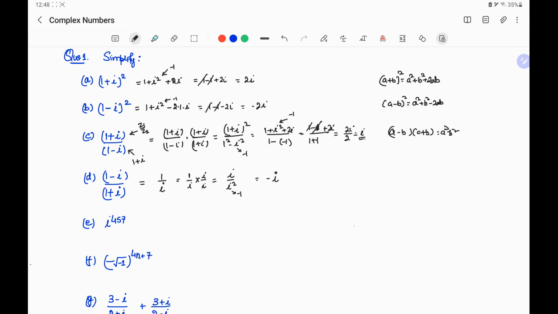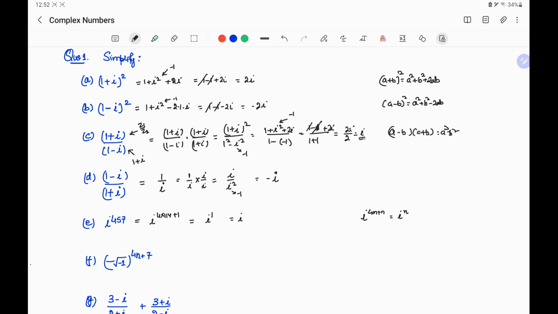Next is i raised to the power 457. We know that i raised to the power 4m + n is equal to i raised to the power n. This implies that we can write this as i raised to 4 × 114 + 1, and it will be equal to simply i raised to the power 1. So the answer of part E is i.